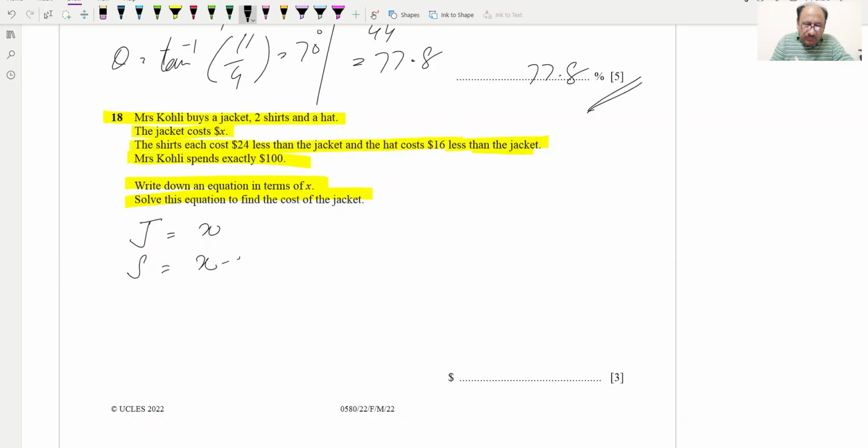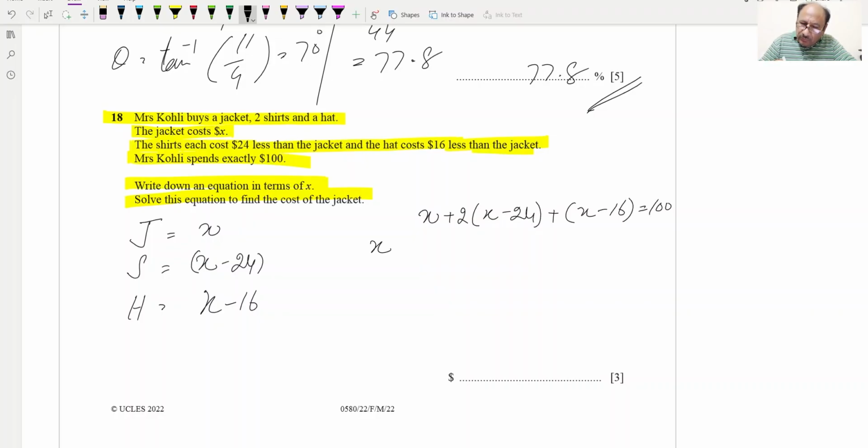Shirt will be x minus 24, and then hat will be taken as x minus 16. Now we can form the equation. Kohli has bought 1 jacket, so it will be x, plus 2 shirts. So shirt is this one, so we will be multiplying it by 2, x minus 24, and plus this will be 1 hat, so x minus 16 is equal to 100.